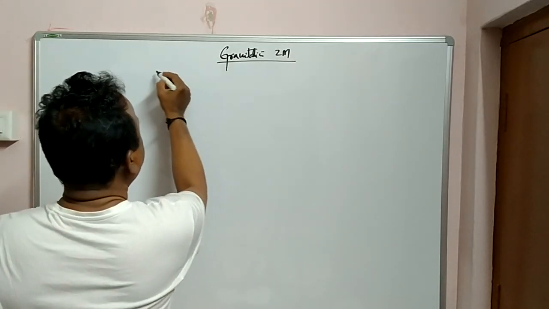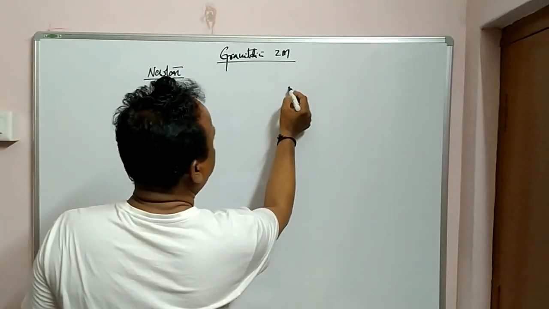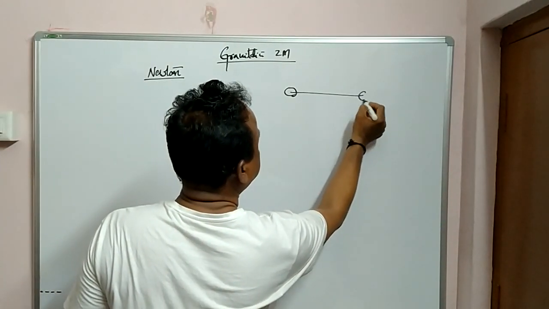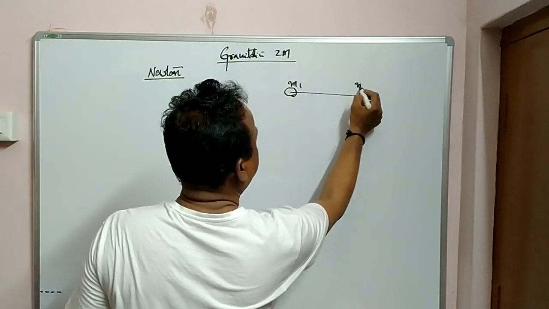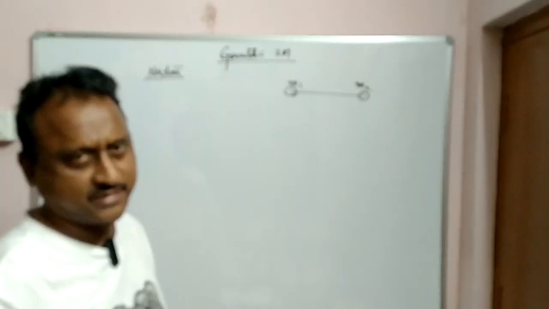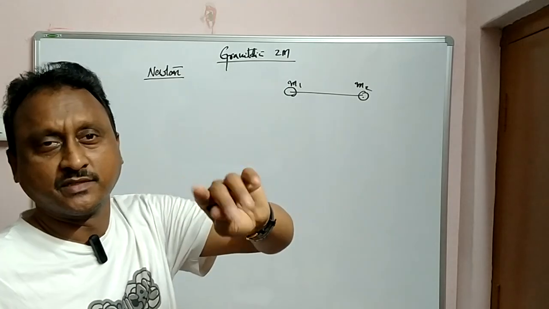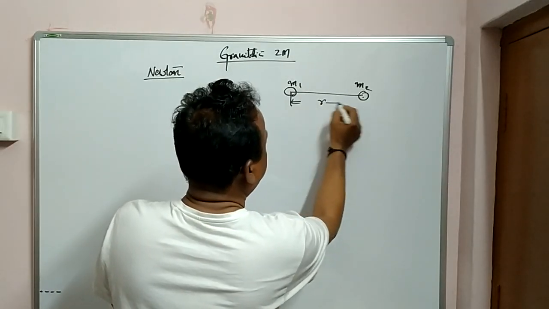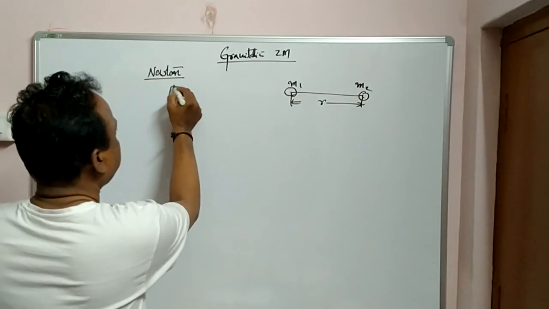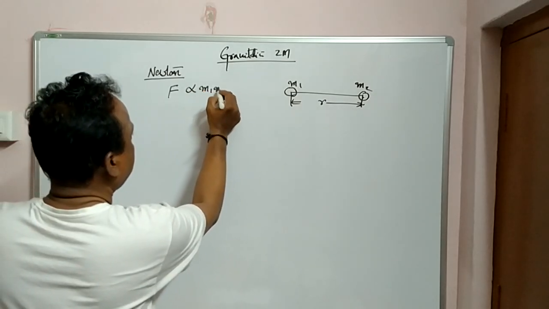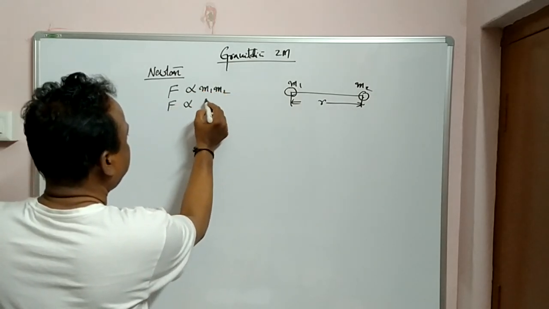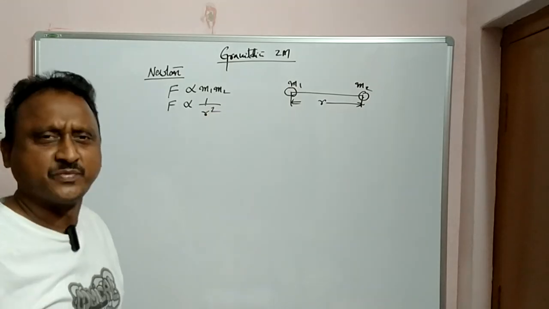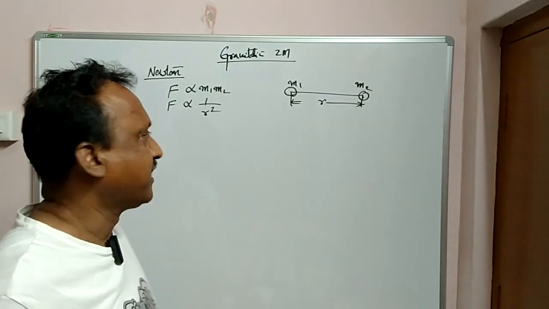According to Newton, suppose you take any point masses, m1, m2, 2 point masses, please, not a uniformly distributed mass, point masses. Suppose the distance between the centers of masses is r or d. According to Newton, the force is directly proportional to the product of the masses and inversely proportional to the square of the distance between them.